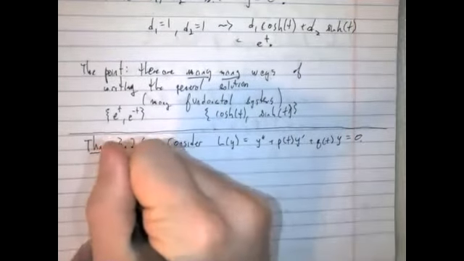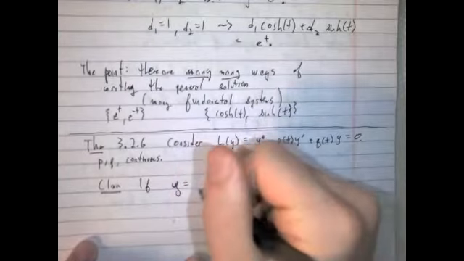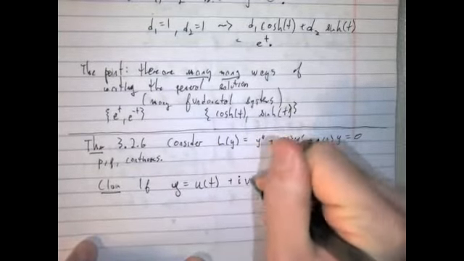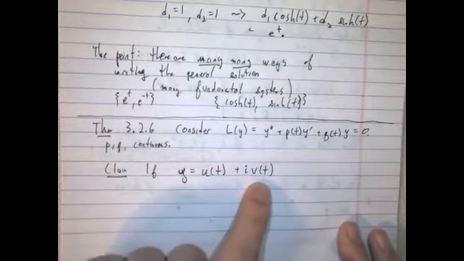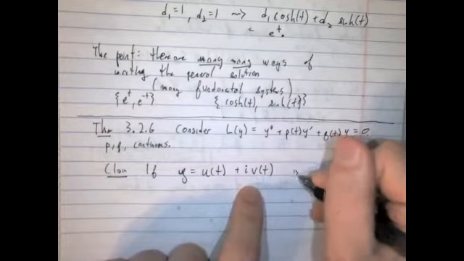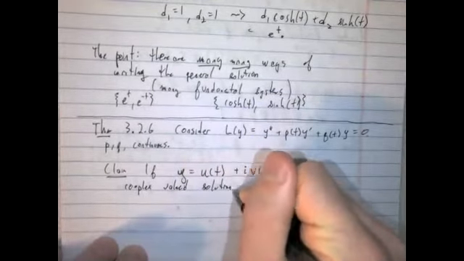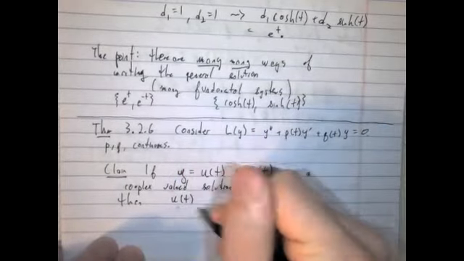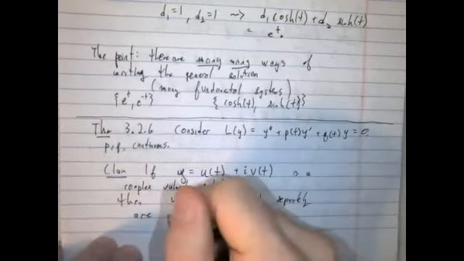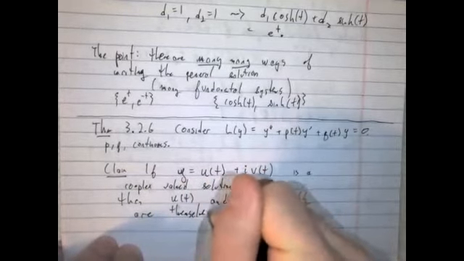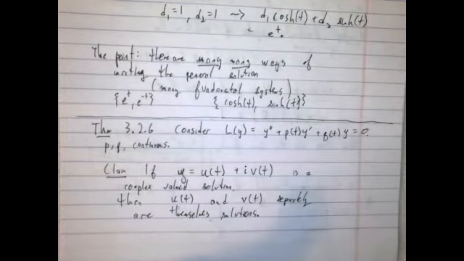So here's the claim. If y is equal to u of t plus i v of t, so now we're starting to get our toes into complex solutions, so if y equal to u of t plus i v of t is a complex valued solution, then u of t and v of t separately are themselves solutions. So the other way is kind of obvious, right?